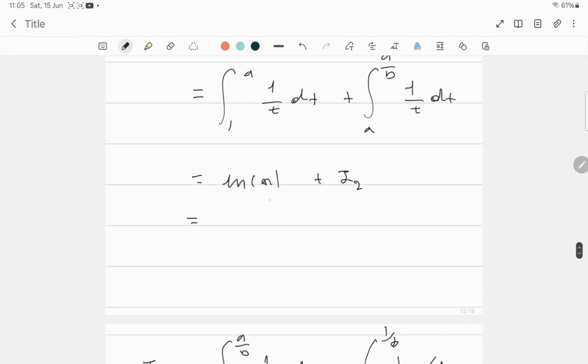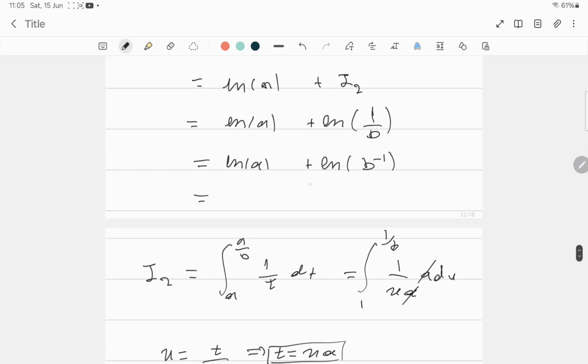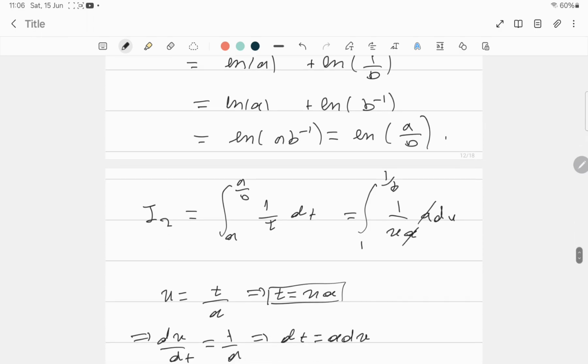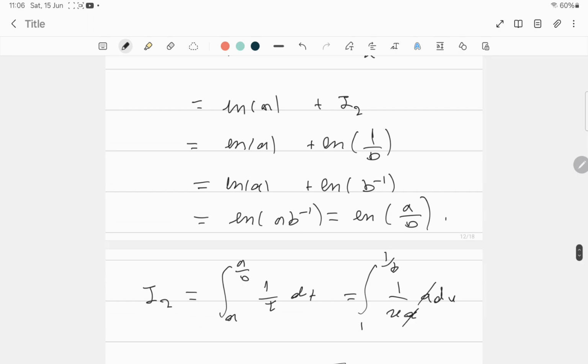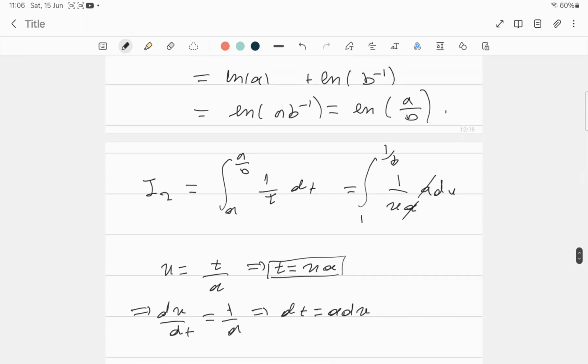So I go back here and I have natural logarithm of a plus natural logarithm of 1 over b. I can use negative power here, b to the power of minus 1. And now I have proved that when you have the sum of logarithms of two numbers, you can take the logarithm of the product of the two numbers. So it should be natural logarithm of a over b. And I have proven my last result.